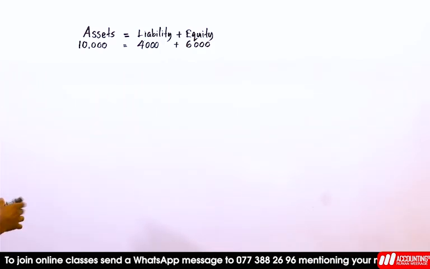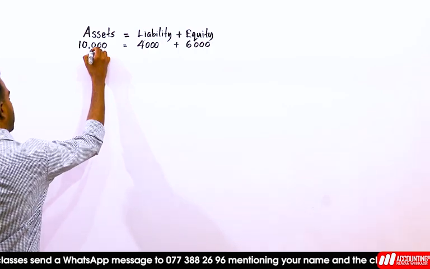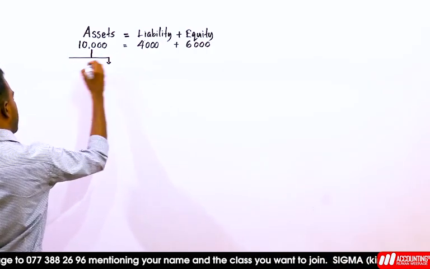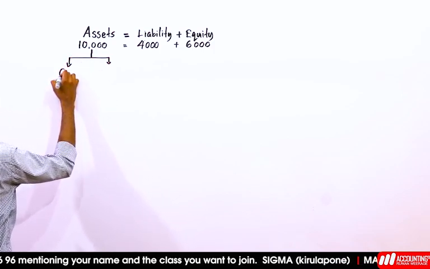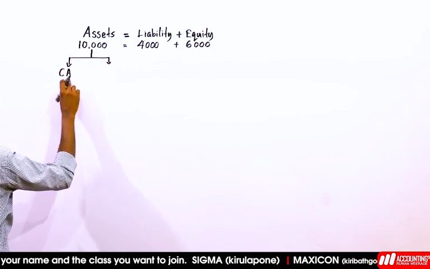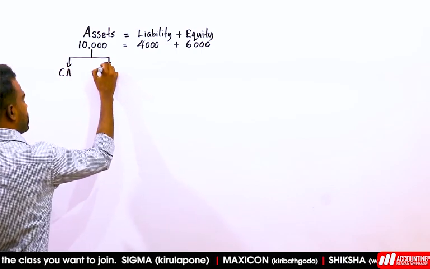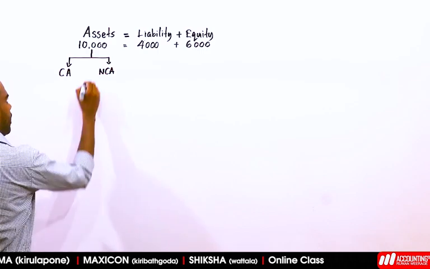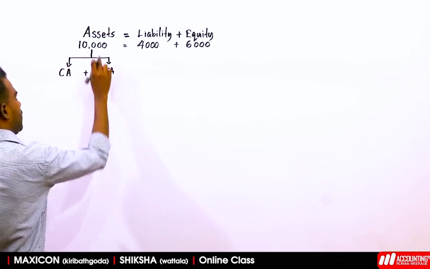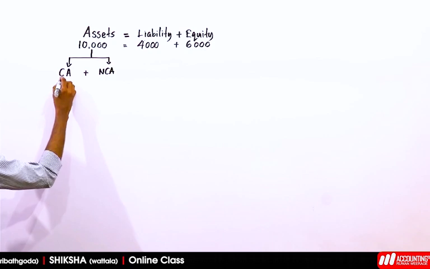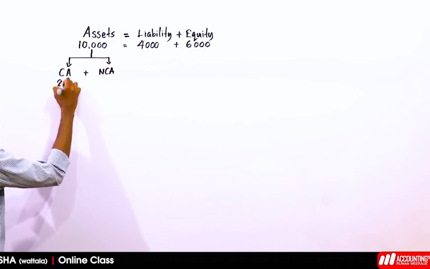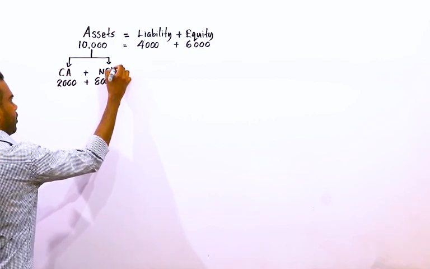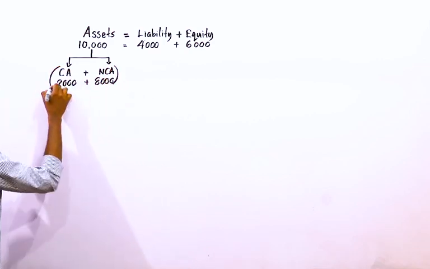Yes, good. Assets we can divide: if we are able to get future benefits in less than 12 months, we call it current asset. CA means current asset. NCA means non-current asset. These two will be equal to the total asset. Let's assume current asset 2,000 and non-current asset 8,000.